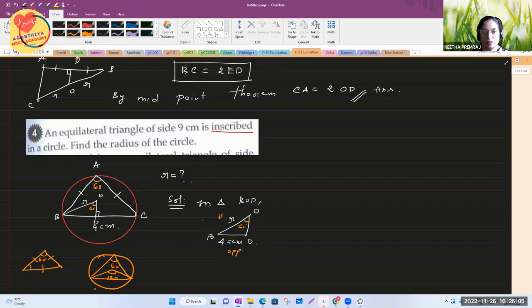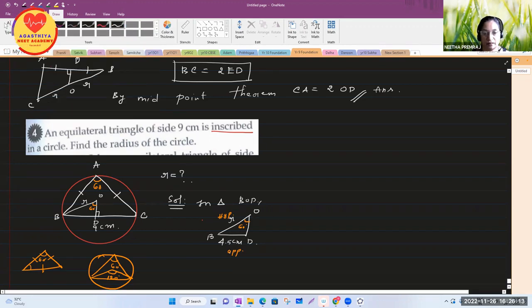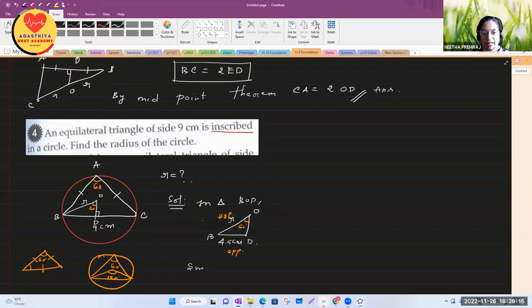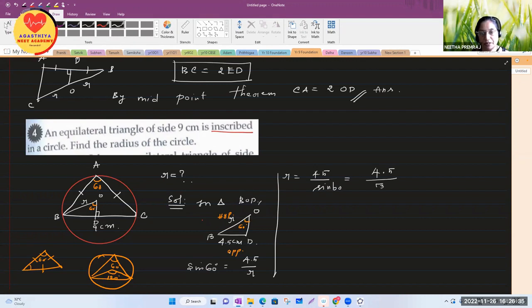So here, this is opposite side. This is hypotenuse. The relation between opposite and hypotenuse is sine. Sine theta. So, sine 60 is equal to 4.5 over R. So, R is equal to 4.5 by sine 60. Sine 60 is root 3 by 2. That is equal to 4.5 by root 3 into 2. So 9 by root 3.